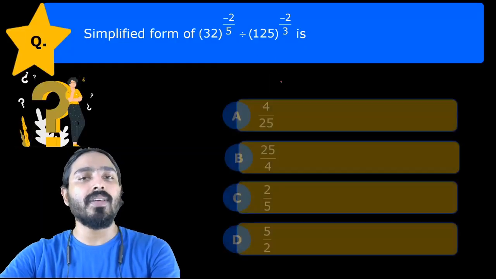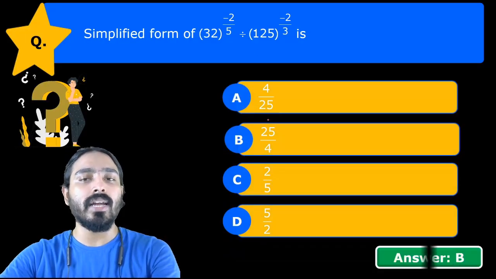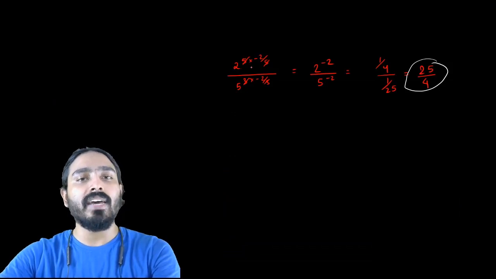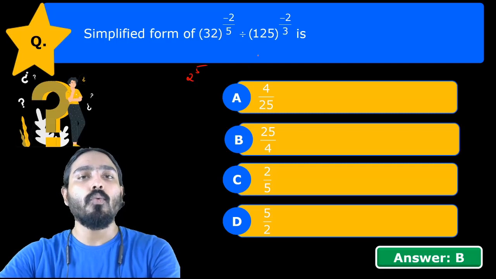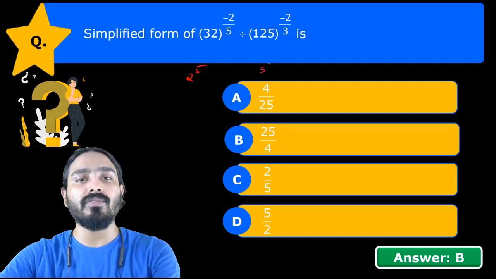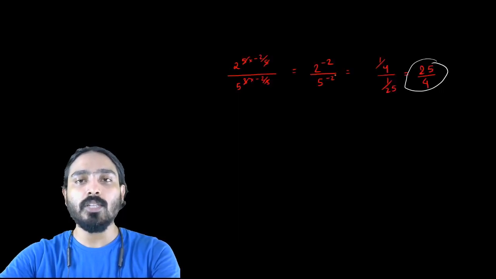Now the simplified form of this is also a very easy example. Just look at these. So 2 to the power 5 into minus 2 upon 5, because 32 could be written as 2 to the power 5. 125 could be written as 5 to the power 3. Okay, so that's what we have done.